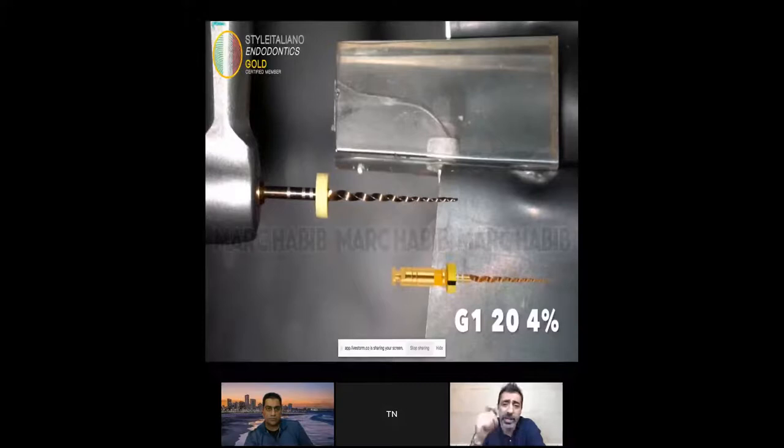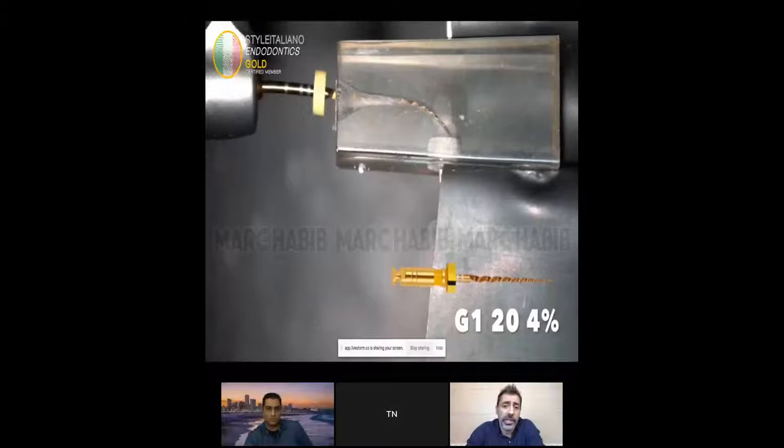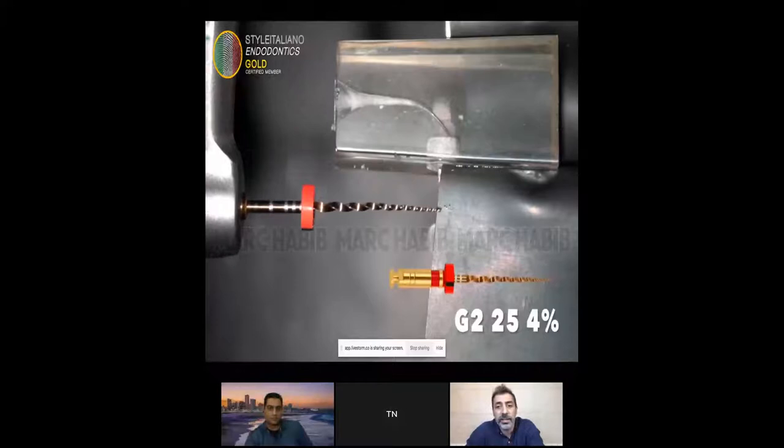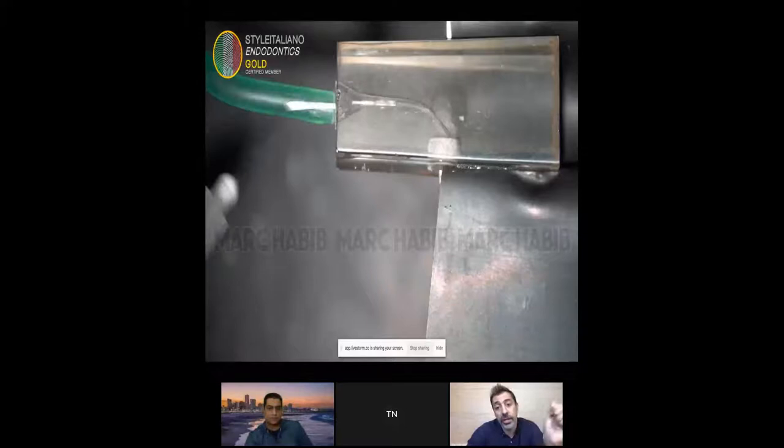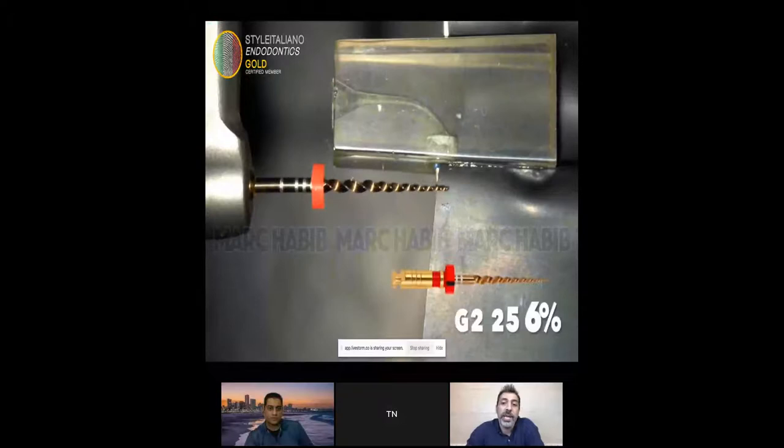This is the G1, 24%, to the full working length. I did already the glide path. I did the coronal enlargement, and I'm moving to the G2, 25.4%. So here I'm going slowly to the working length. When I reach the working length, I do some strokes, some brushing on the external walls against the curvature. Here again, I chose to hire the taper, 25.6%.